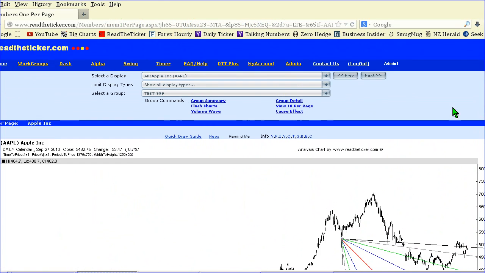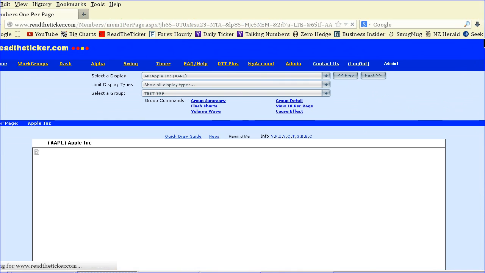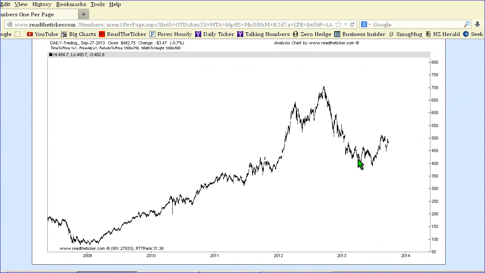Okay, so now we can go back to the trading days. Now obviously with trading days there's less bars per year, so it's a tighter chart, because we only got 250 to 260.